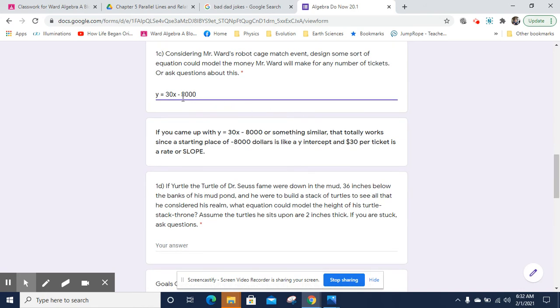Now, it is important to note that it's not plus 8,000 because tickets, when I sell tickets, that's money coming to me, but when I paid for the arena, that's money going out from me.